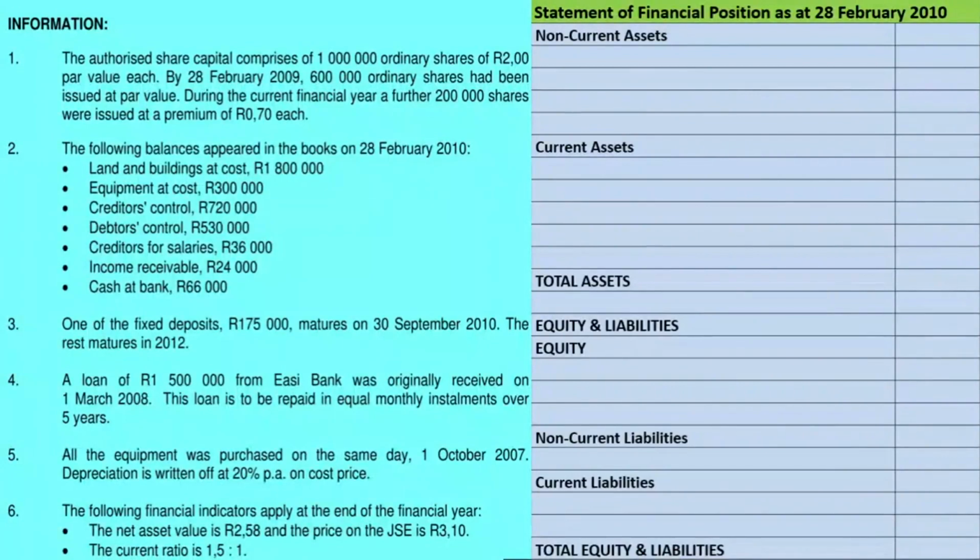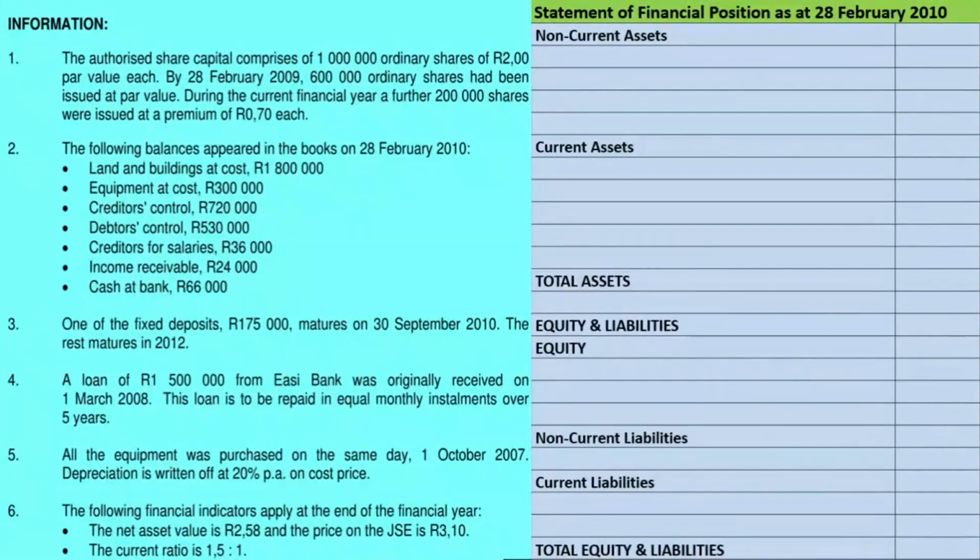There's a difference between authorized share capital and issued share capital. Authorized share capital are the shares which have been authorized by the company. It's the maximum number of shares that can be issued by a company. And issued share capital is the amount of capital, or the number of shares, that has already been issued. In other words, it's already held by shareholders. So that is the difference between the authorized and the issued share capital.